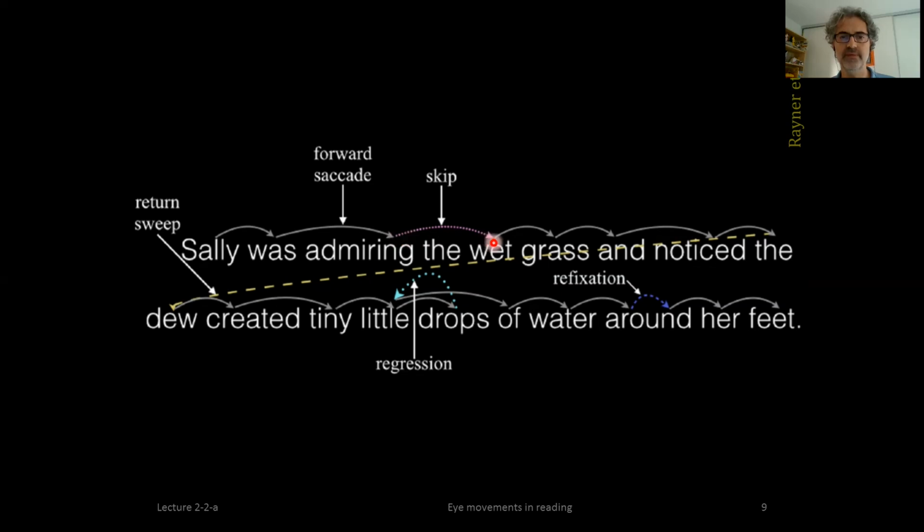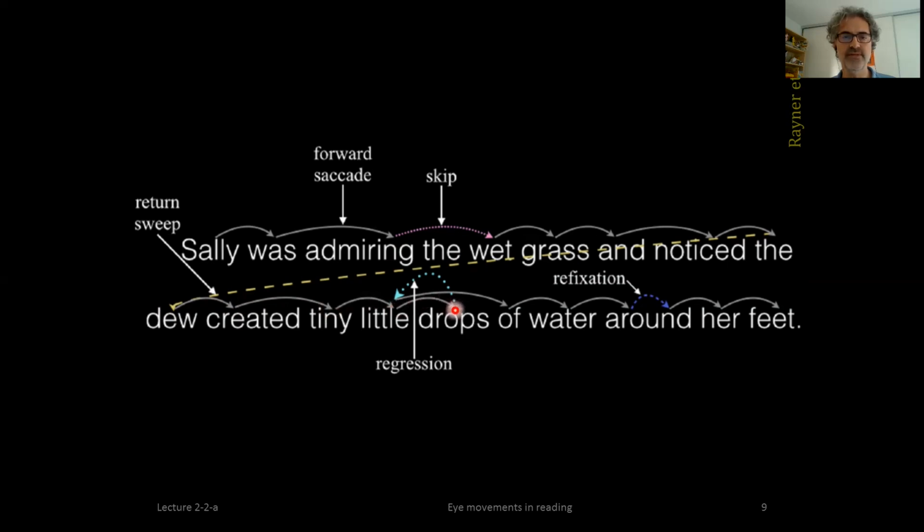There can be skips, so this word is skipped if there is no fixation on it, but a forward saccade takes the gaze from this word to this word, and then a series of forward saccades generally takes the eye through all or most of the words, and at the end of the line we have the return sweep, which is a huge eye movement to the beginning of the next line or very close to it with some correction. And then we have again the forward saccades.